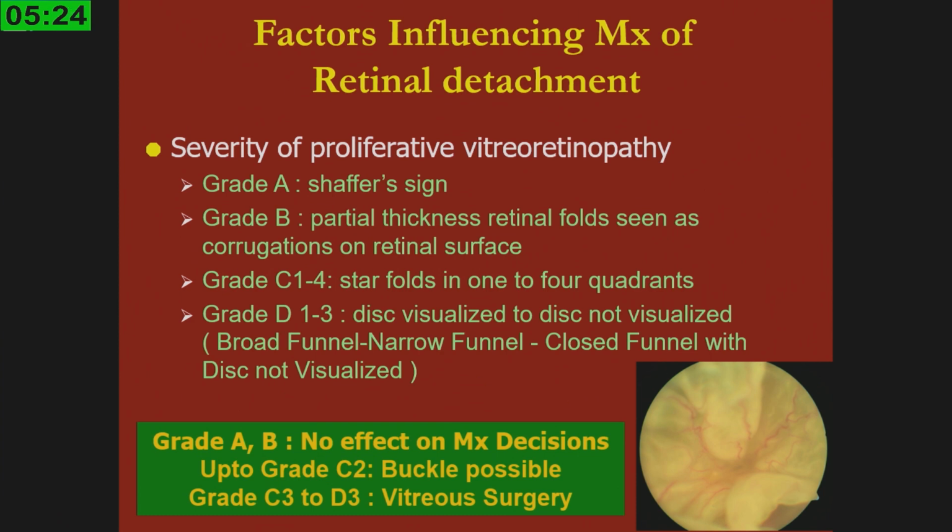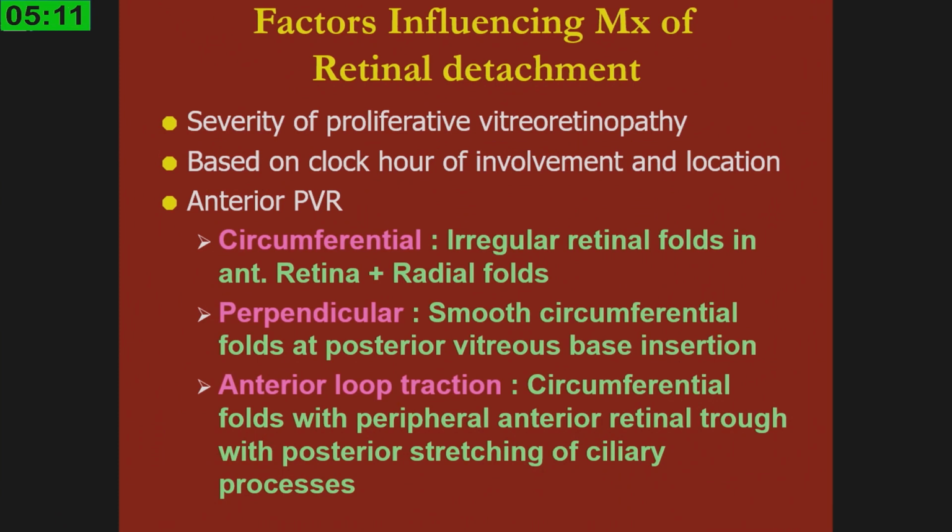If they are there, then if it's more than 1 or 2 star folds, you're going to have a problem with buckling. If it's more than that, or if it's D1 to D3, that means the entire retina is closed posteriorly, you can't see the disc, then again you won't be able to settle by a scleral buckling. The newer classification classifies it in terms of clock hours of involvement.